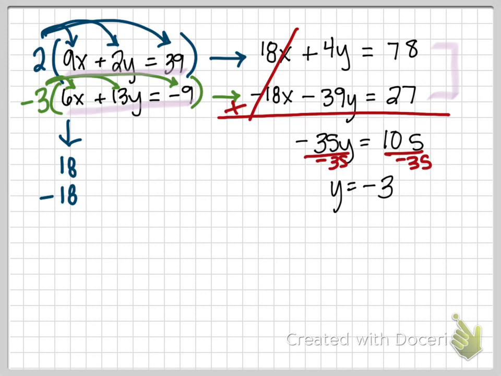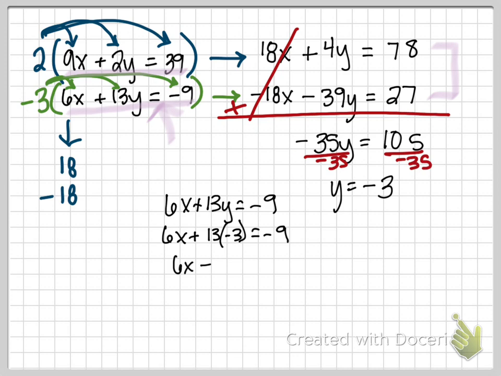So it doesn't matter. I think I'll use this one because the numbers are smaller. Well, not really. Oh well, I'm going to use it. 6x plus 13y equals negative 9. And now we know that y is negative 3. 6x plus 13 times negative 3 equals negative 9. I know, I picked the wrong one. 6x minus 39 equals negative 9.